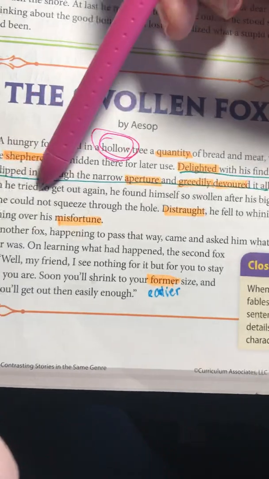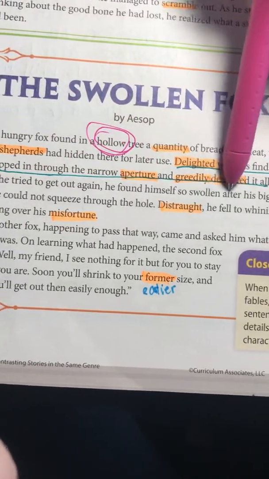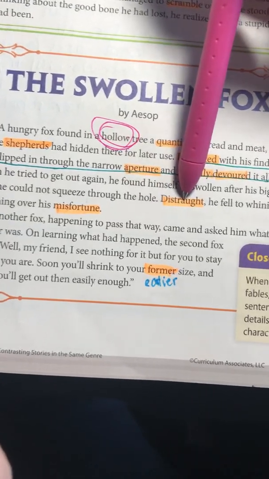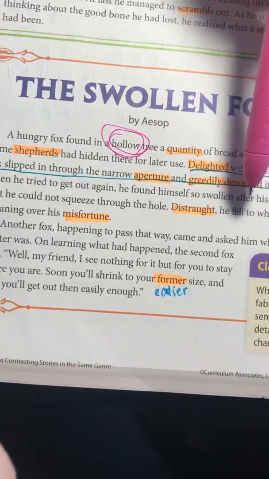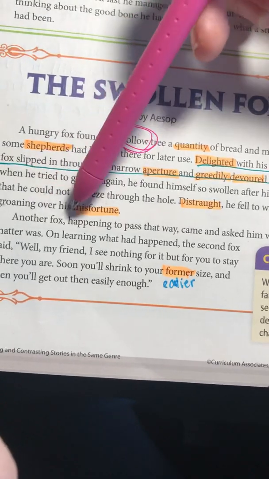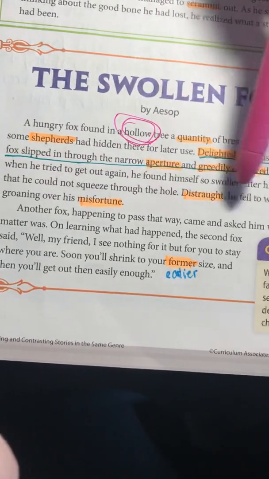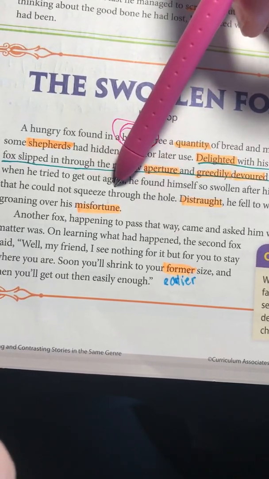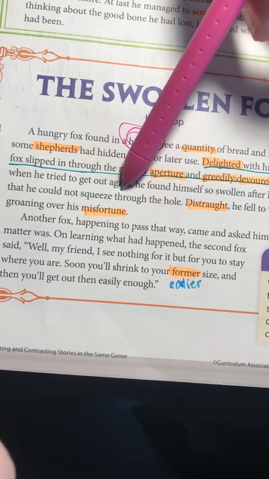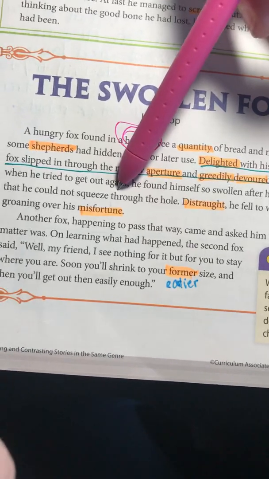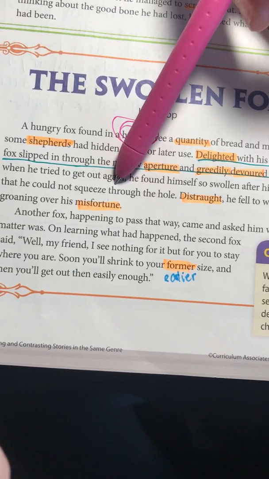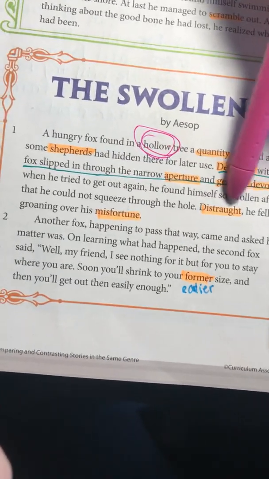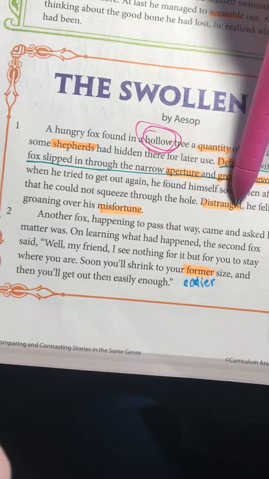But when he tried to get out again, he found himself so swollen after his big meal that he could not squeeze through the hole. Distraught, he fell to whining and groaning over his misfortune. Distraught. Imagine how you would feel if you realized you couldn't get out of the place where you just stole all of the food, and you're thinking any minute now you're going to be caught. Distraught. We can think that he is upset. This is a negative connotation.